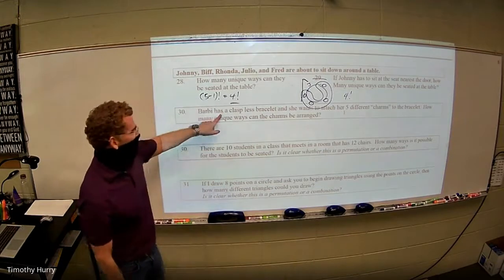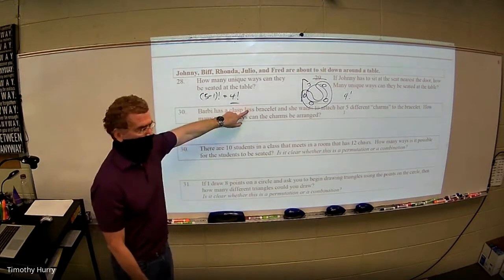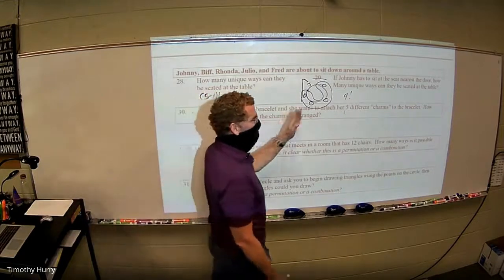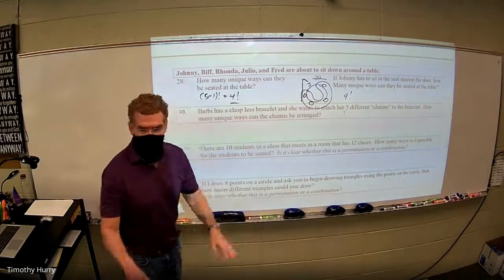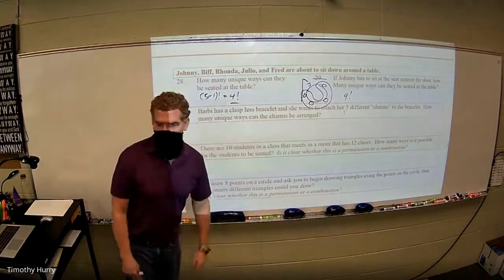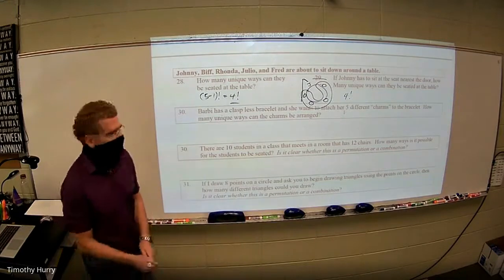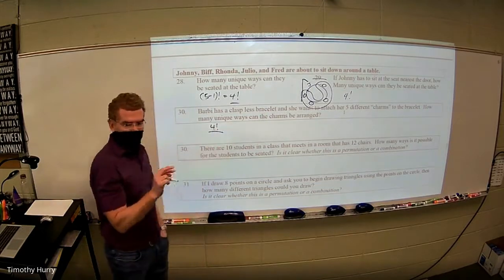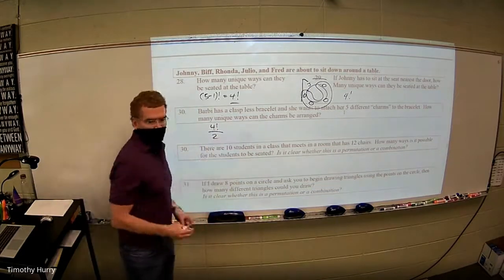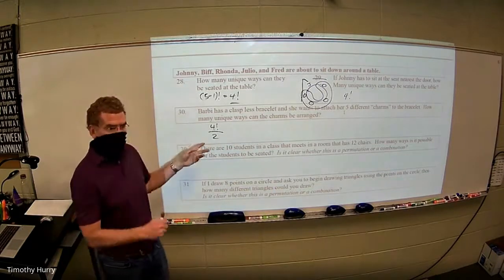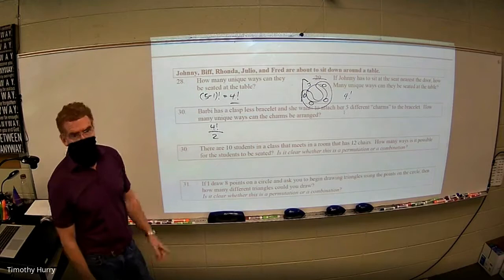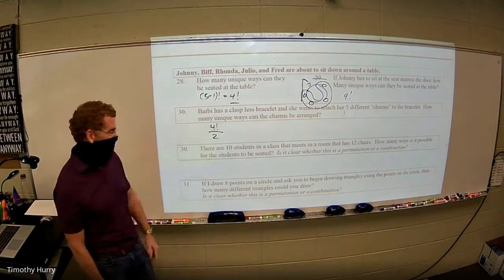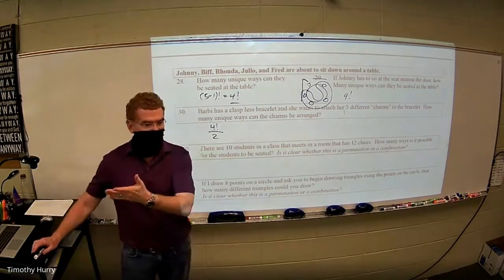Or this: Barbie has a claspless bracelet, and she wants to attach her 5 different charms to the bracelet. Now there's no clasp, all right? How many unique ways can those charms be arranged? Well, what are you going to say? 5 minus 1 factorial, which gives me 4 factorial, divided by 2 because it's flippable. So it went from 120 ways down to 24 ways, and then down to 12 ways once you divide it by 2. So not as many options as you would think if I just had 4 people lined up in a row.